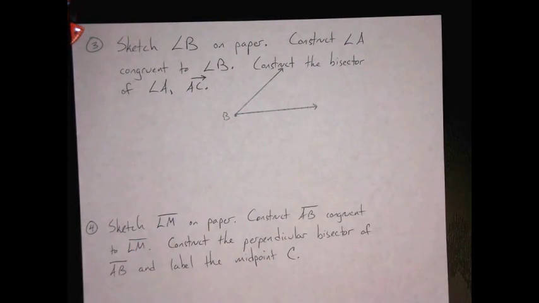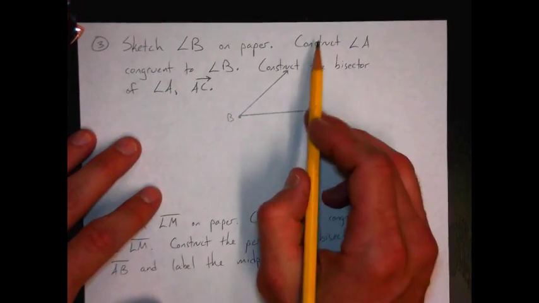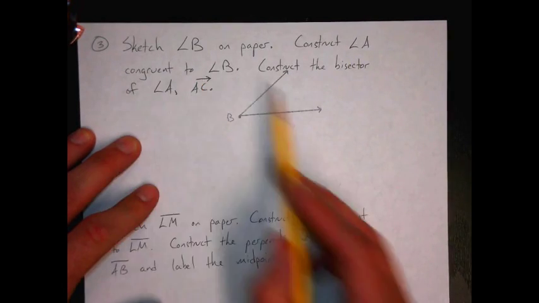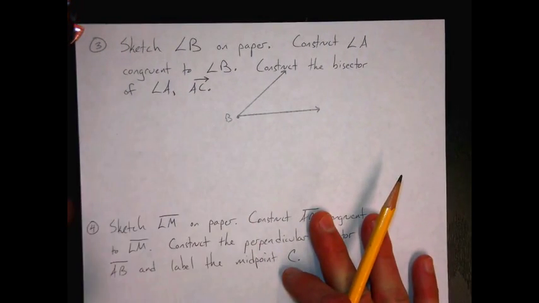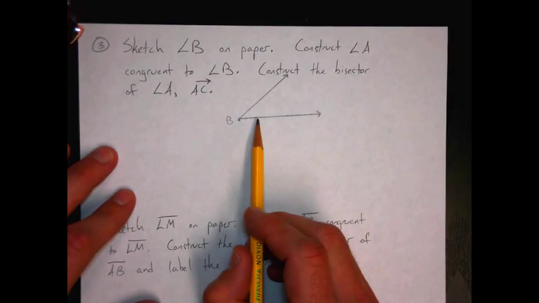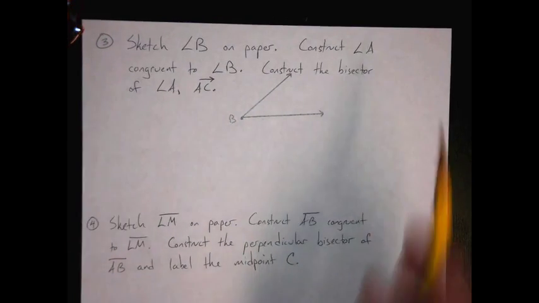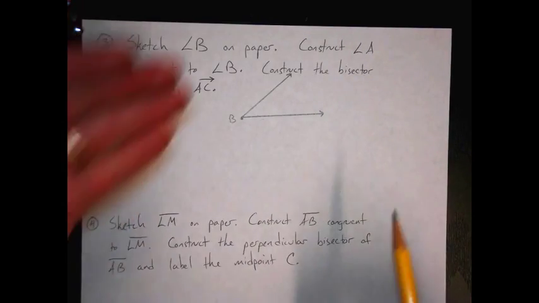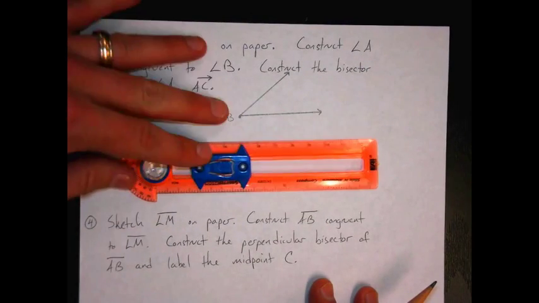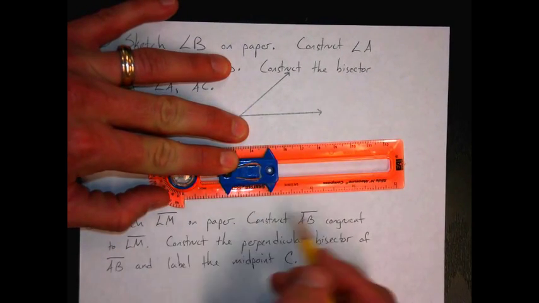Now what I'm going to do is construct angle A that is congruent to angle B. So the steps we just took on number 2, I'm going to do the same thing here, but make an angle congruent to this. So I'm going to construct angle A that is congruent to angle B. I'm going to go down here. Okay, so how do we make a construction of congruent angles?